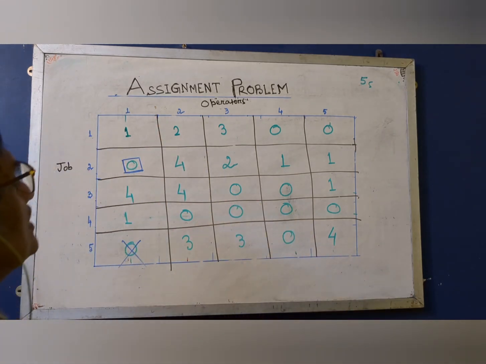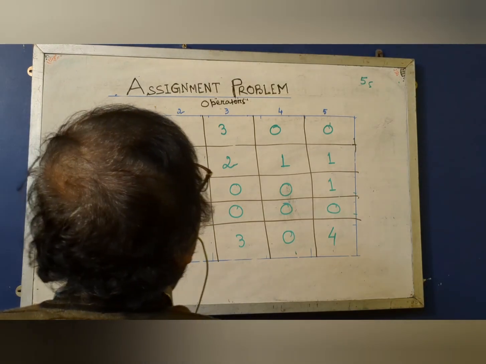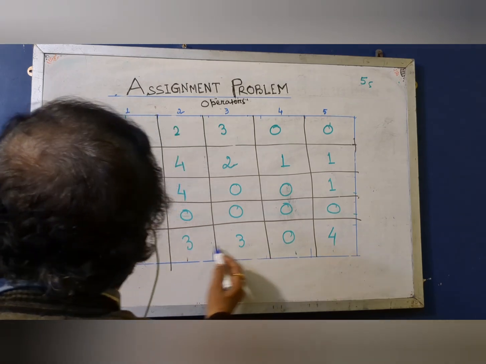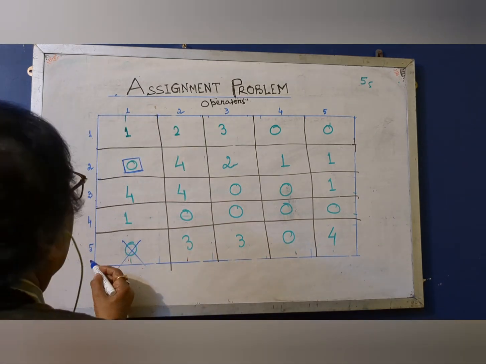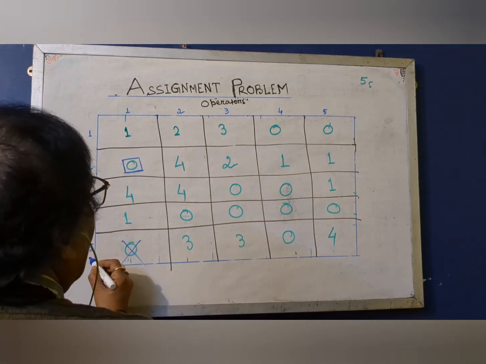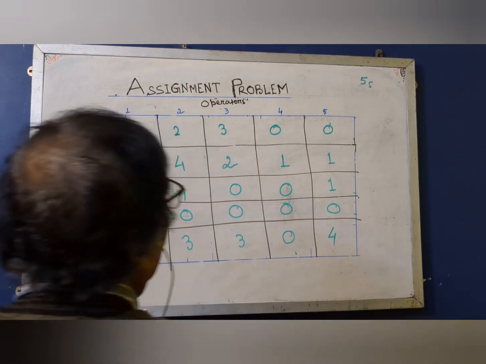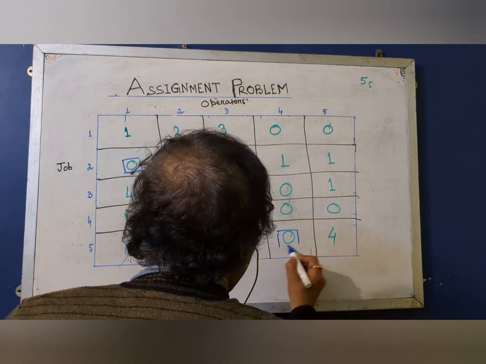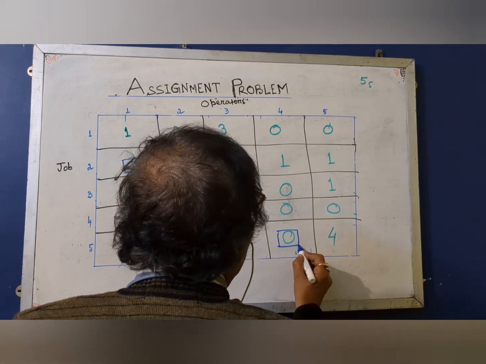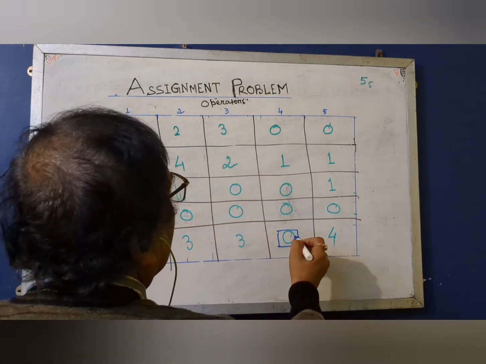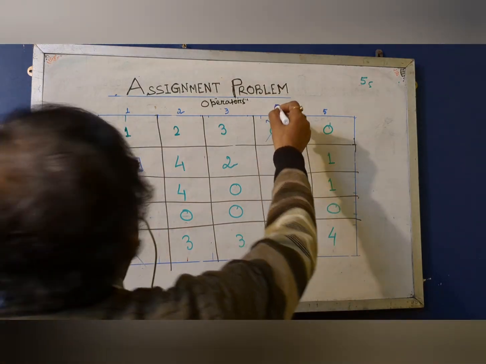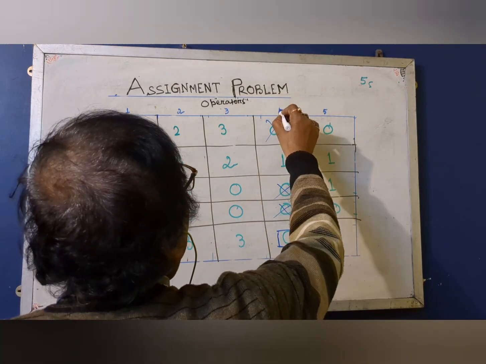In this way, now see, if you move, here is one 0, you must put your allocation, otherwise job 5 will be left out, and you can only allocate on 0. That's why we are putting allocation here. As there is no other zero, it has already been crossed, you must put allocation here. That is the logic. And as we have put allocation here, you cannot allocate here, because the fifth job is allocated to operator 4.